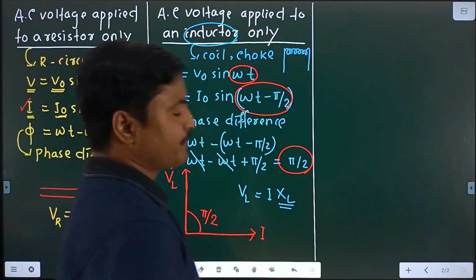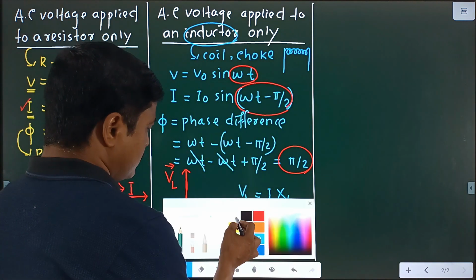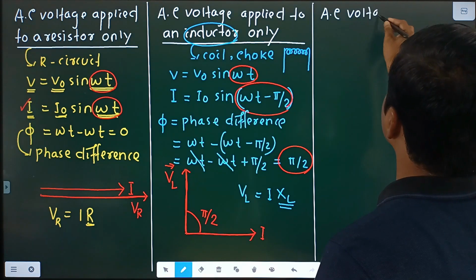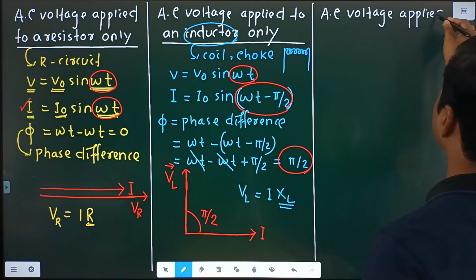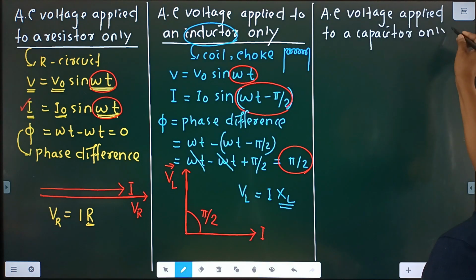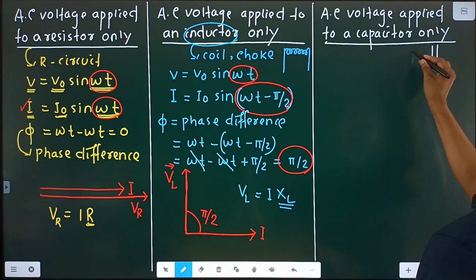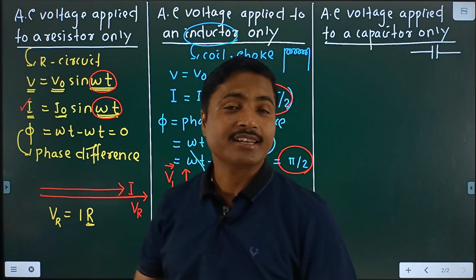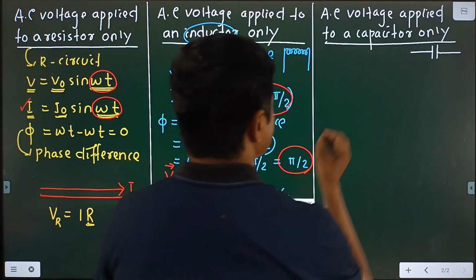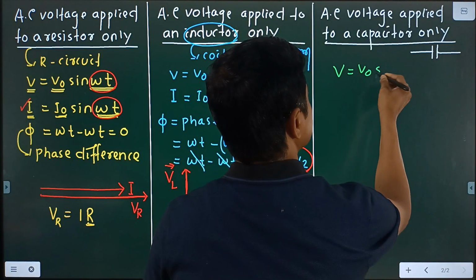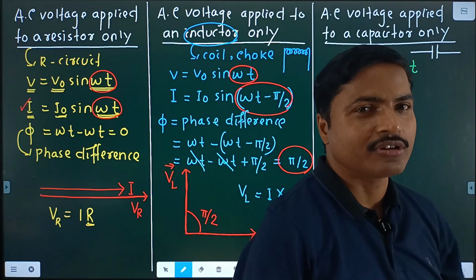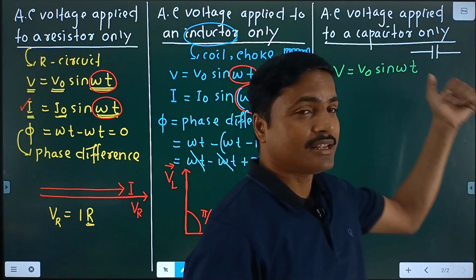Clear? Similarly, you also know the C circuit. For the C circuit, C for capacitance, we write that an AC voltage is applied to a capacitor only. Clear? And this is the symbol of a capacitor. Here only a single capacitor is there. And in case of the C circuit, here also the same thing, applied voltage. For applied voltage we write V, and V is equal to V0 sin omega t. Same thing in all cases. Here V is the instantaneous value of the AC voltage, V0 is the maximum value or peak value, and omega t is the phase.